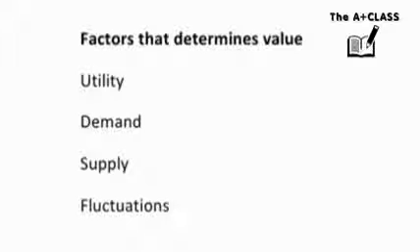Now let's get down to business. Factors that determine value. Number 1, we have utility. Number 2, we have demand. Number 3, we have supply. Number 4, we have fluctuations. Those are the factors that determine the value.